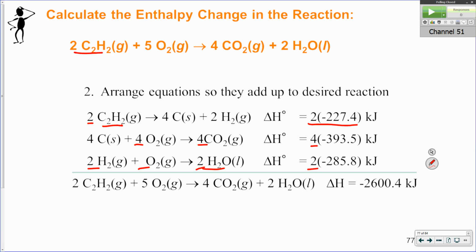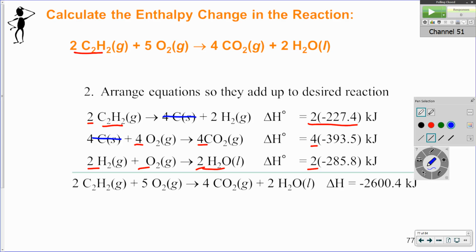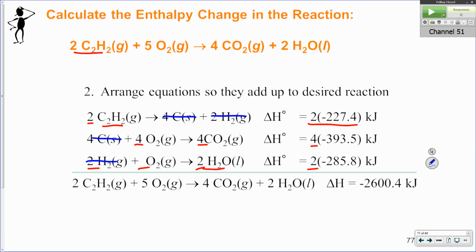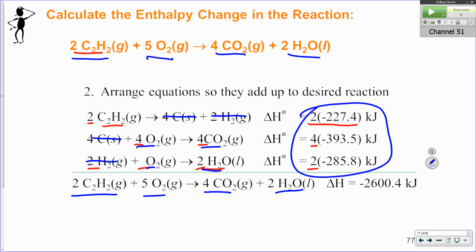Now if I cancel things out, the 4 carbons and the 4 carbons cancel out. The 2 hydrogens on the right, 2 hydrogens on the left cancel out. So that gives me my 2 acetylenes. I've got 4 oxygens and 1 oxygen give me 5 O2s. And I've got 4 CO2s. And then the last thing is the 2 waters. I just multiply these terms through, then add everything together. I get a negative 2,600 kilojoules. That's the hard way of doing it.